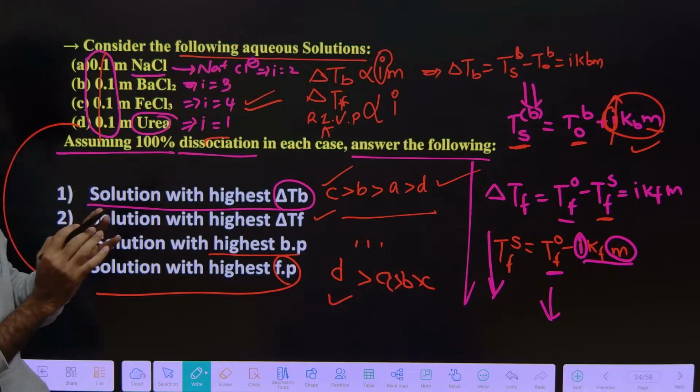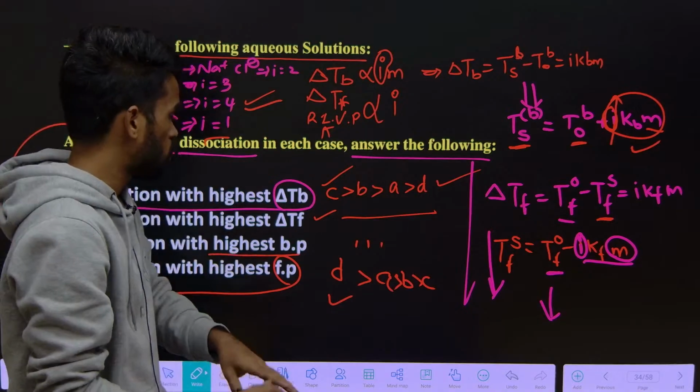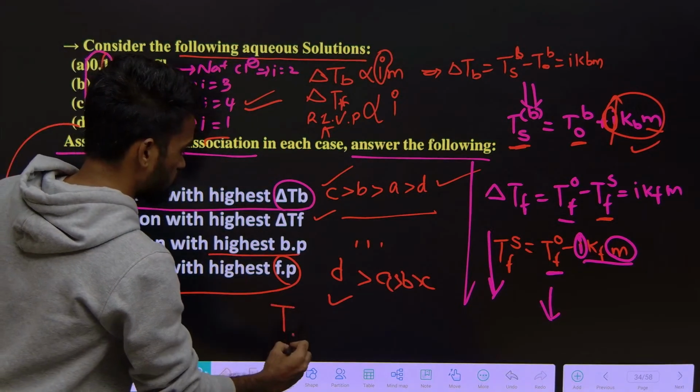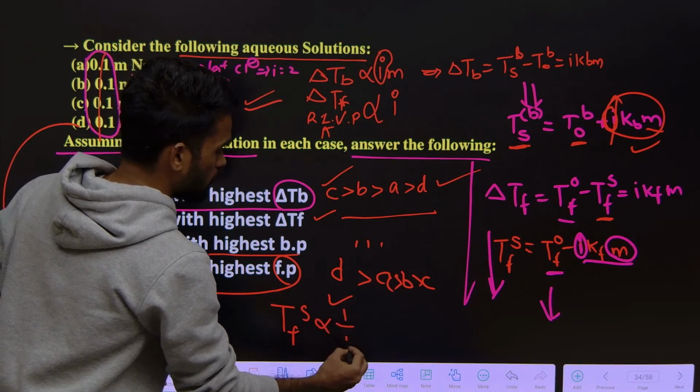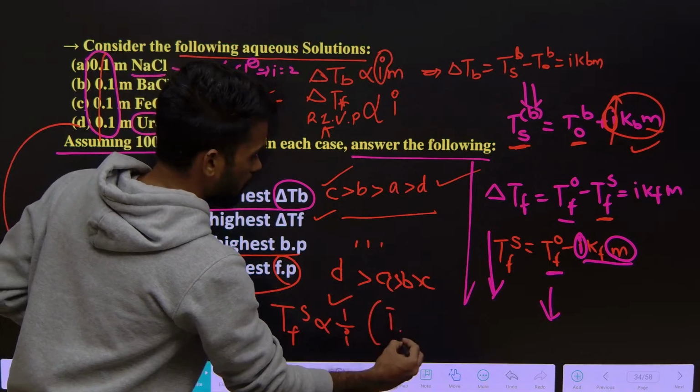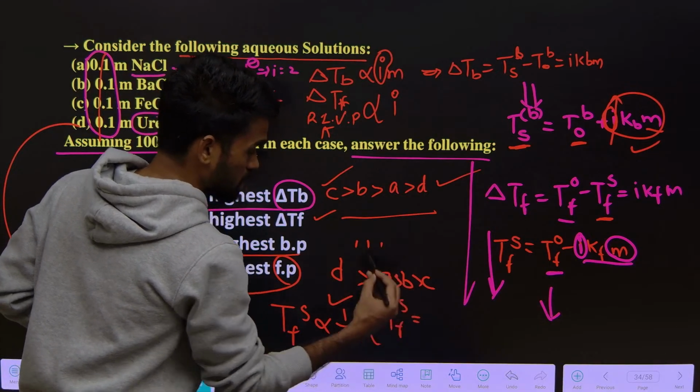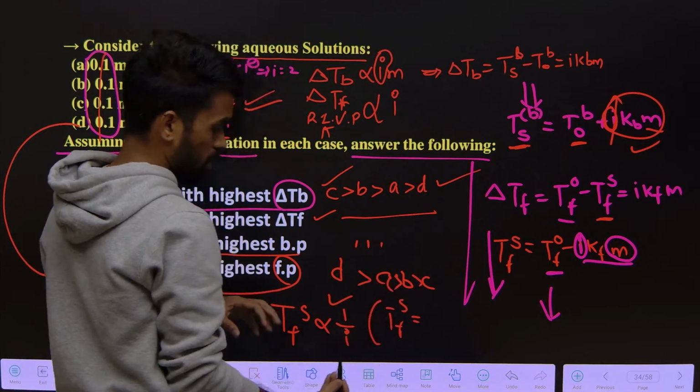Okay, I hope it is clear. It means what you got to know: the freezing point of solution will be inversely proportional to i. Why is it inversely proportional? Just for relation purpose I am saying inversely. So why is it inversely proportional?